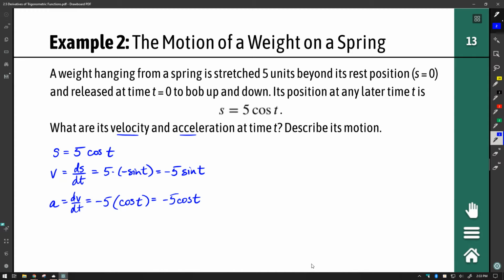And so again, the motion of the weight on the spring is going to be periodic, or what we call harmonic motion. We will start at a position of rest, and we're going to be pulled down and up and down and up and down. And so that motion of the spring will be harmonic.